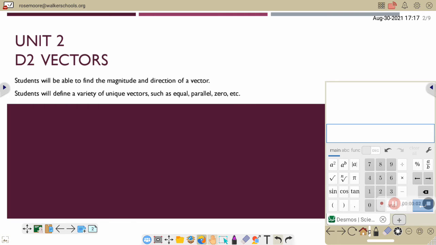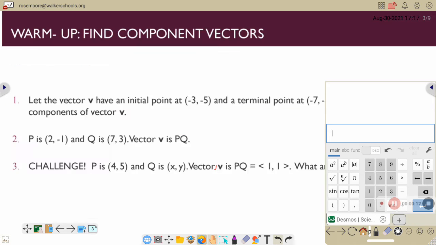Okay, welcome to the second day of vectors. Today we're going to find the magnitude and direction of a vector, and at the very end we're just going to list some extra definitions of special vectors. All right, let's get on it.